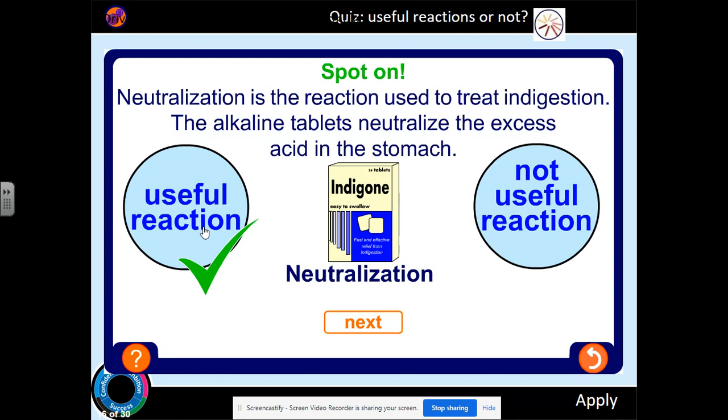The alkaline tablets neutralize the excess acid in the stomach. So whenever you have acid or stomach burns or heartburn, we take alkaline tablets to neutralize the acids.